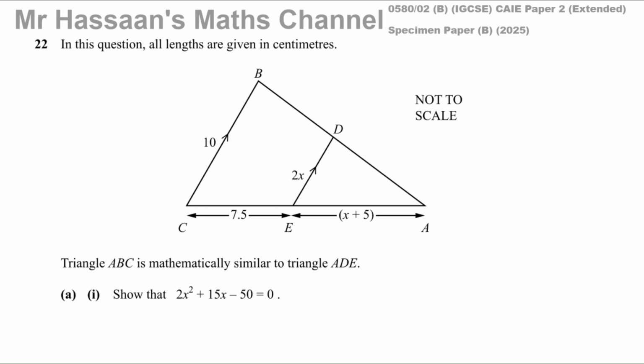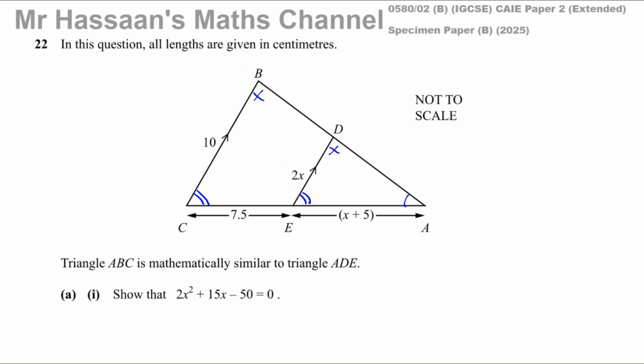So here it says, in this question, all lengths are given in centimeters. Triangle ABC is mathematically similar to triangle ADE. So ABC is the big triangle, and ADE is the small triangle. They didn't actually have to tell us that they're similar, because these parallel lines should make us realize that this angle is the same as this angle, and this angle is the same as this angle, and this is a common angle in both triangles. So we should be able to deduce by ourselves that these triangles are similar triangles.